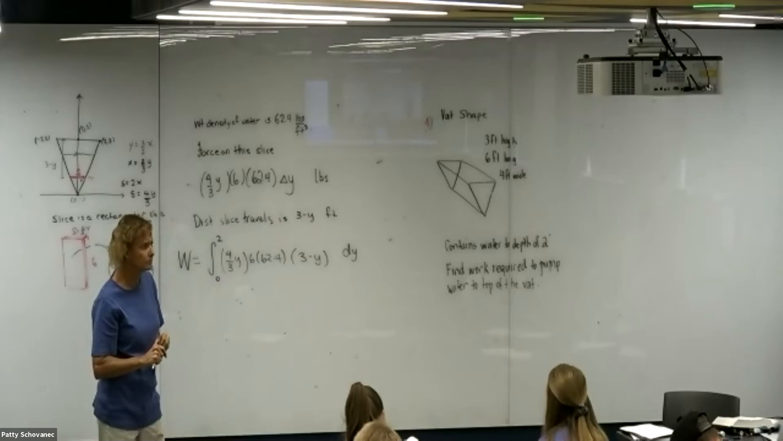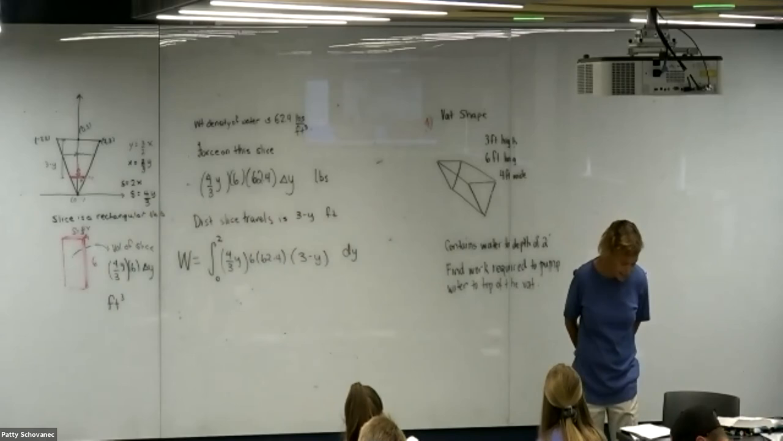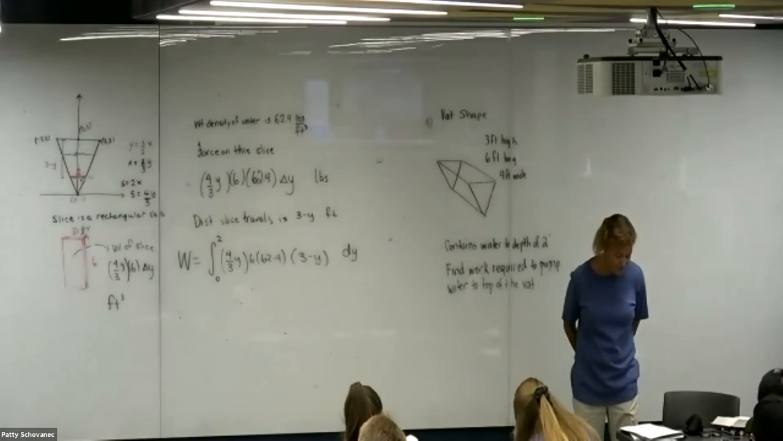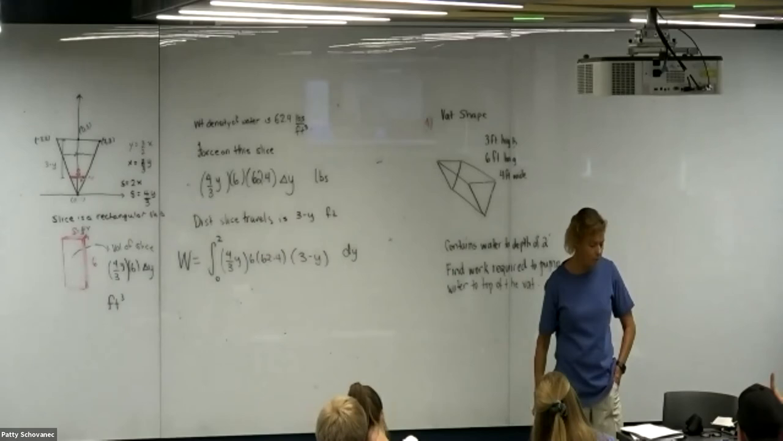And let's change the shape of our vat. All right, my next example, a spherical tank. That means it's shaped like a basketball. Spherical tank of radius 3 meters is full of milk, weighing 64.5 pounds per cubic feet. Find the work required to pump the milk through an invisible pipe, 1 foot tall at the top of the tank.